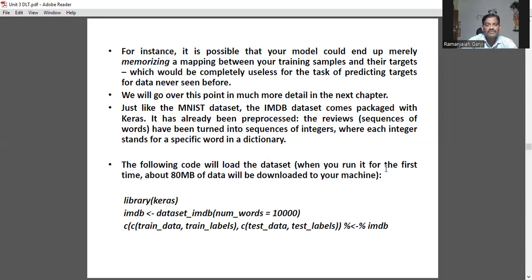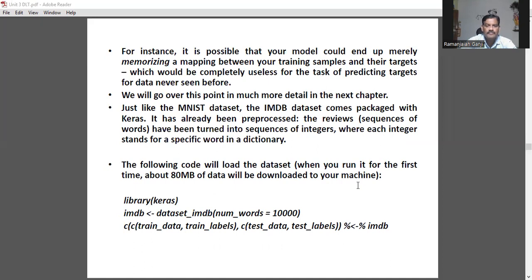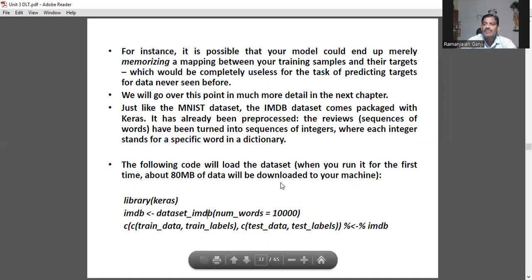When you run it for the first time, about 80 MB of data will be downloaded to your machine. From the Keras library, we import the Internet Movie Database dataset with num_words equal to 10,000, giving training data, training labels, test data, and test labels. That is from IMDb. In this structure, 10,000 samples are going to be loaded.